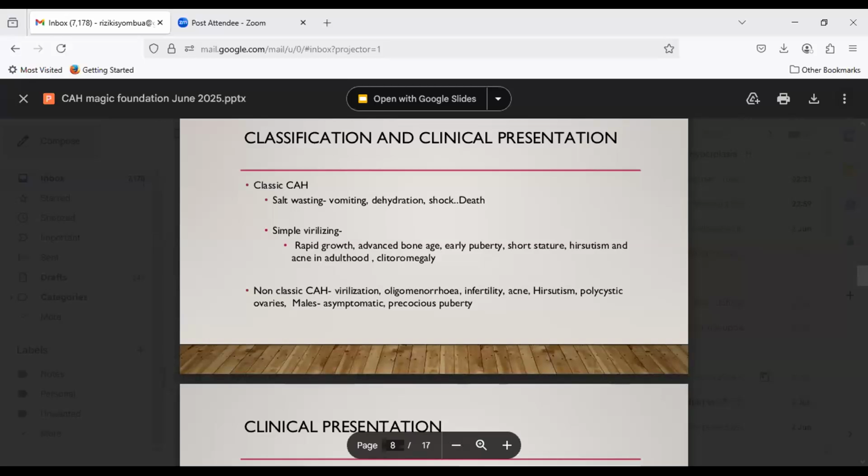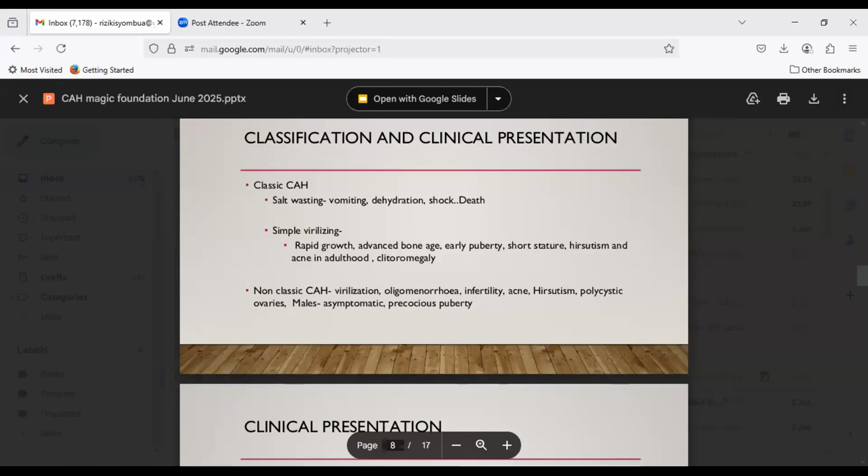So in terms of classification and clinical presentation, the commonest is 21 alpha hydroxylase deficiency, which is classified as classic CAH. In classic CAH, you have severe deficiency of both cortisol and aldosterone, and therefore they are salt wasting because of the lack of mineralocorticoid effect. Then you have the simple virilizing form, where the only issue you see is the effect of the excess of the androgens, and the child is just virilized, but they don't go into salt wasting shock.